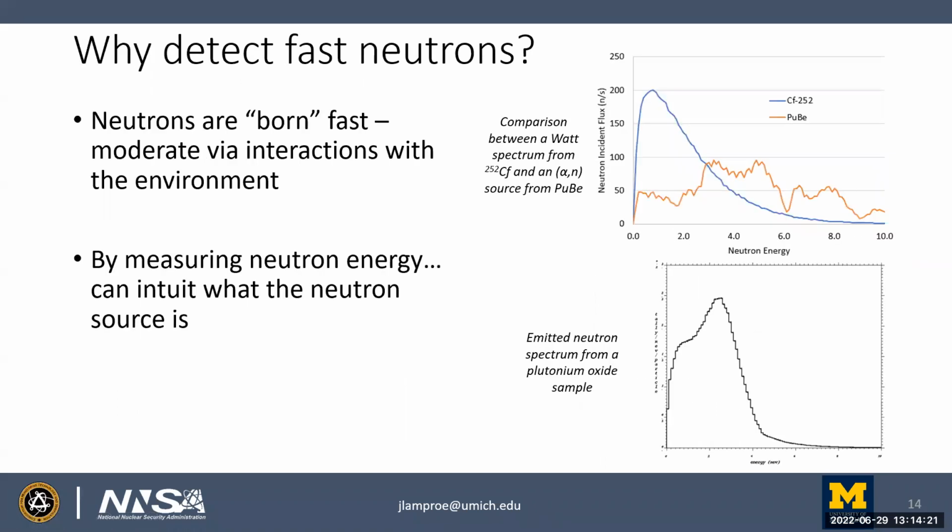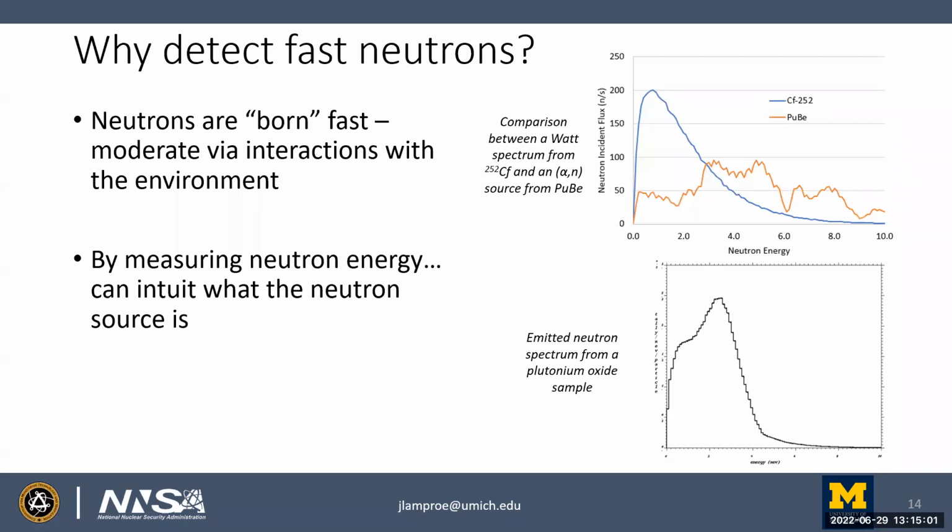And so why do we care to detect fast neutrons? Mostly because neutrons are born fast, and so moderating adds an extra step. But additionally, with moderation, you lose some of the information on neutron energy. And so we can use these neutron energy spectrums for a couple of things to figure out what you're looking at. So if you look at the spectrum over here, you can see the difference. These are both, I think, flux or number of particles versus neutron energy. So you can see how the different sources change the shape versus neutron energy.